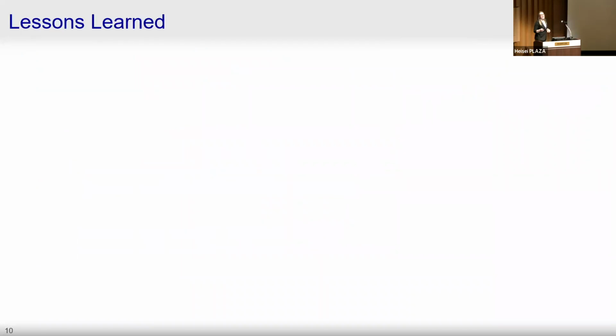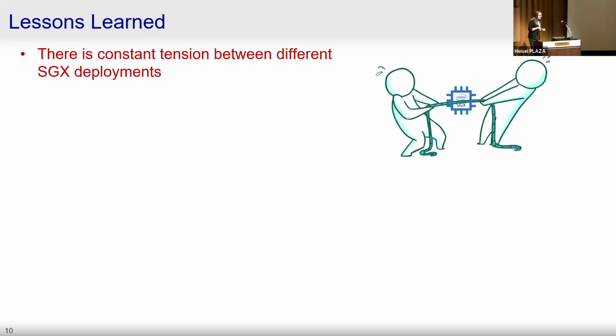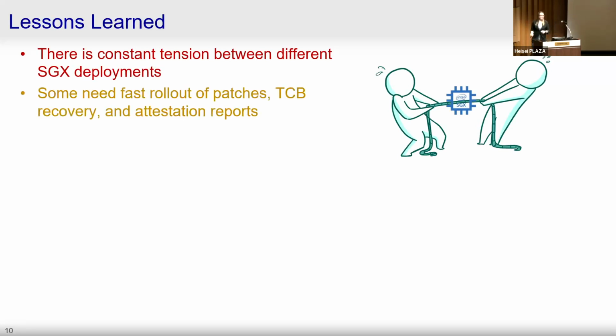So I want to wrap up by talking a little bit more broadly about lessons learned, both through our disclosure process and from this work. From the disclosure process, we actually got to see firsthand that there's a constant tension between different SGX deployments. Some deployments need fast rollout of patches, TCB recovery and attestation reports, like the Secret Network, who needs IAS to be enforcing patching as soon as a vulnerability hits the public, so that no one can register vulnerable nodes again like we did.